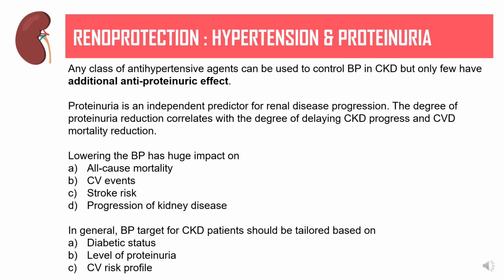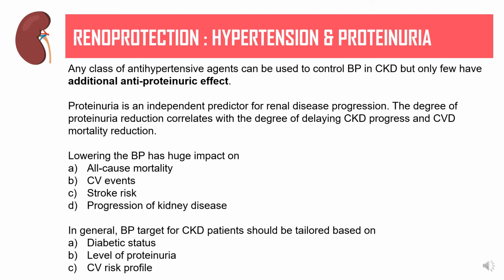Our first strategy to protect the kidney, or what we call renal protection, is targeting hypertension and proteinuria patients. Proteinuria is protein that can be found in the urine. It's an independent predictor for renal disease progression. The degree of proteinuria reduction correlates with the degree of delay in chronic kidney disease progression as well as the reduction in cardiovascular mortality.